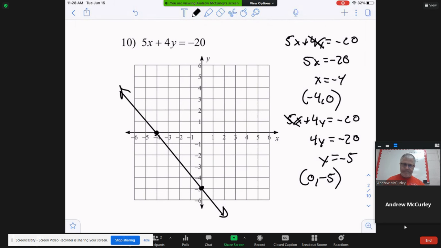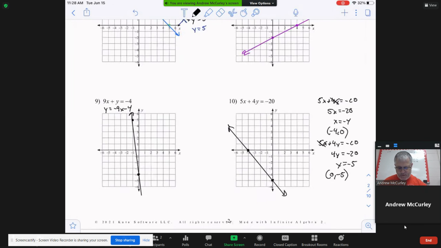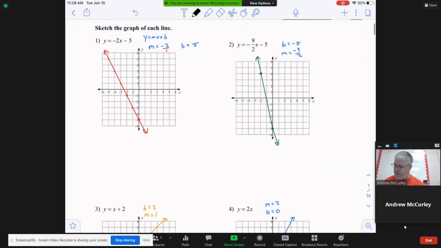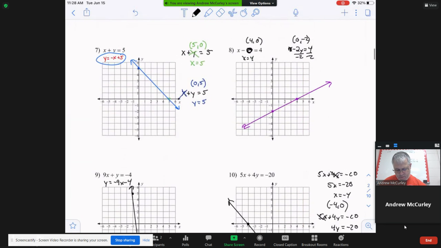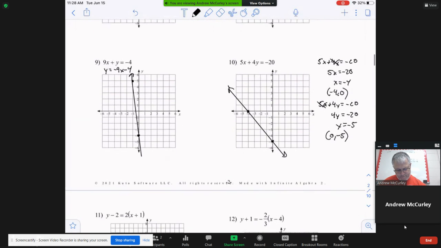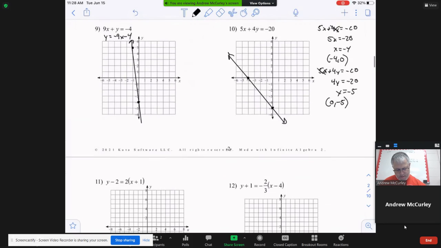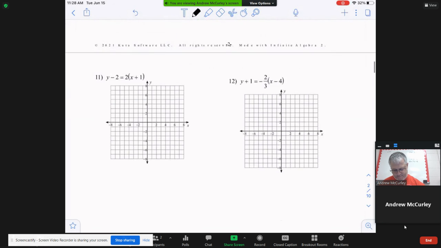All right. So we did a bunch from slope intercept. Then we did a couple from standard.